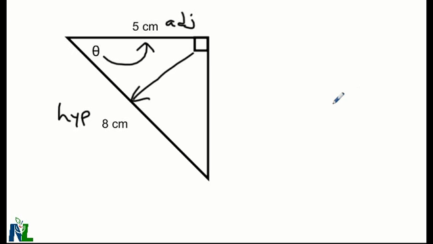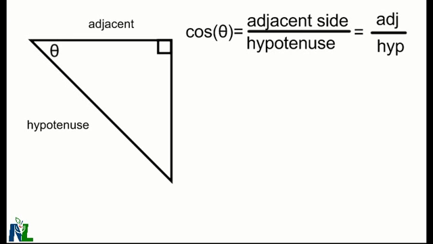And when we look at the triangles, we realize that the first one had adjacent and hypotenuse, and the second one also had adjacent and hypotenuse. And that leads us into the cosine ratio, where the cosine of an angle is equal to the adjacent side divided by the hypotenuse, or in the abbreviated form, ADJ for adjacent over HYP for hypotenuse.